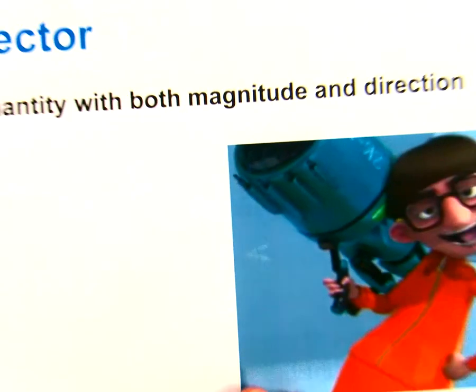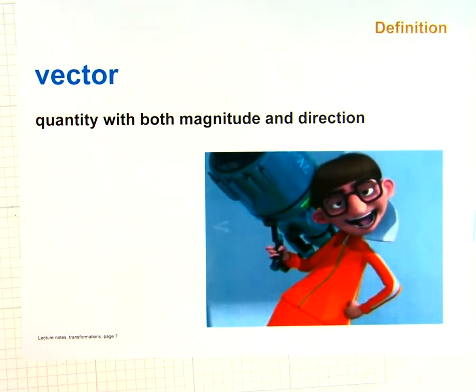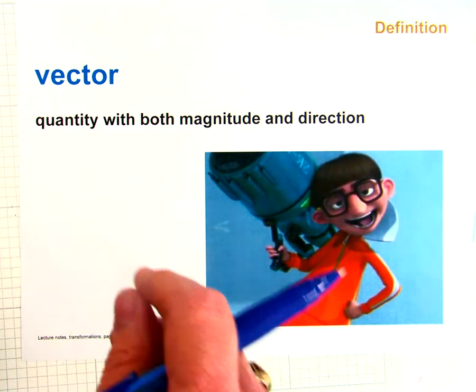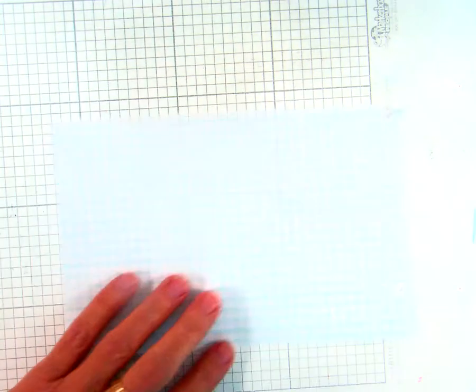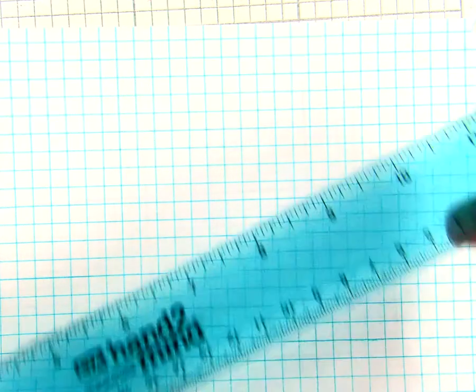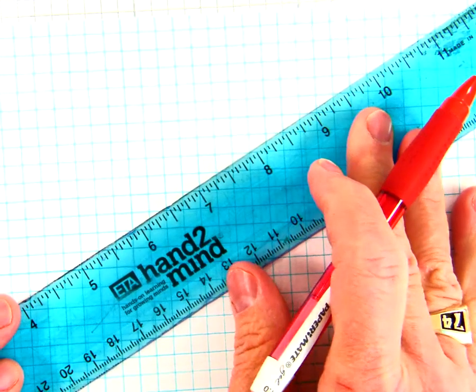Now, a vector. What is a vector? A vector, the definition, is a quantity with both magnitude and direction. Let's look at how to deal with some vectors. I'll draw one. If I can find my ruler. Okay. So I'll start with a vector. I'll draw one out for you here.